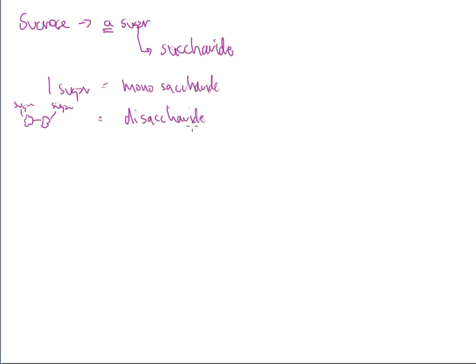Okay, 3 of them would be called a trisaccharide. 4 of them would be called a polysaccharide. 5 of them would be called polysaccharides. So everything up from 4 or more would be termed a polysaccharide.